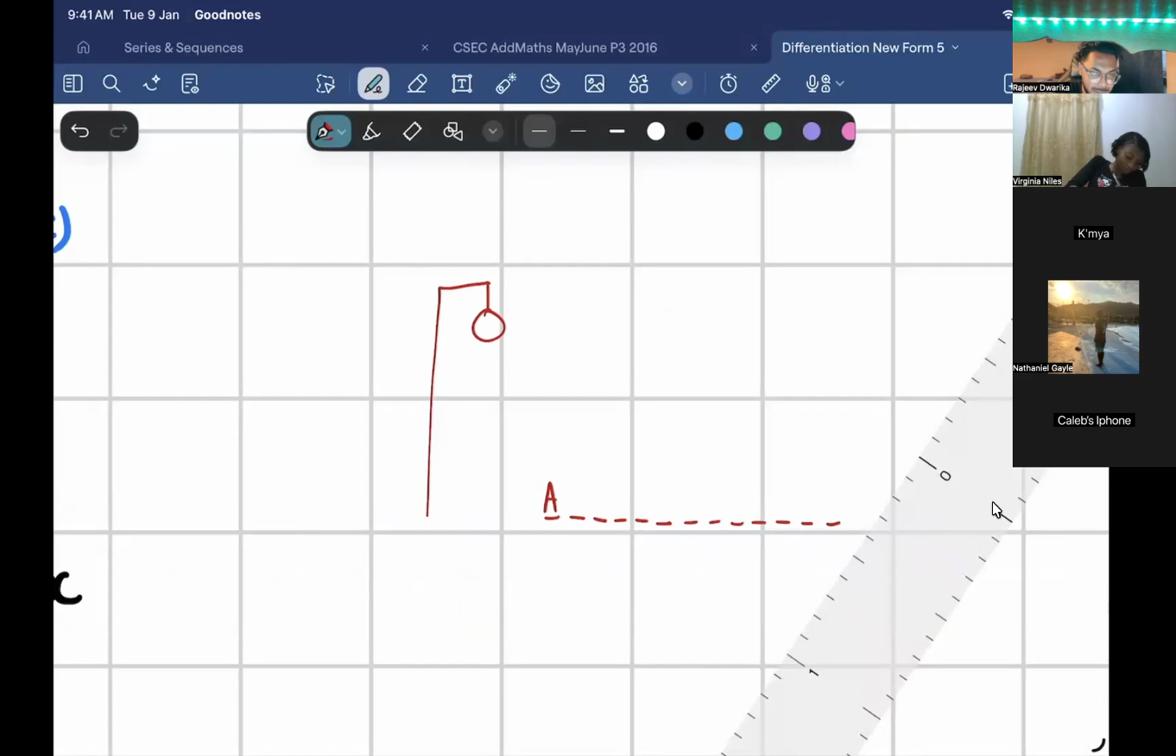I see Virginia copying the hangman into her notes. Yeah, Caleb, guess another letter. D. So that's a long word. Yeah, it is a long word.